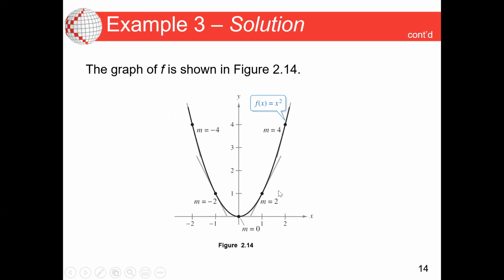So this is the graph representation of it. When it's negative 1, we have negative 2. When it's positive 1, we have 2. When it's positive 2, we have 4, etc. Because it's 2x, so 2 times 2 is 4.